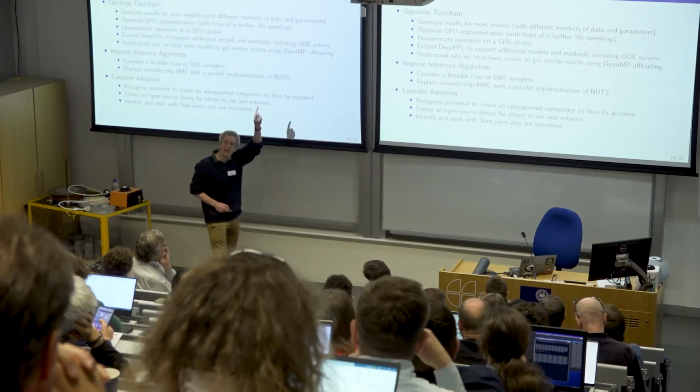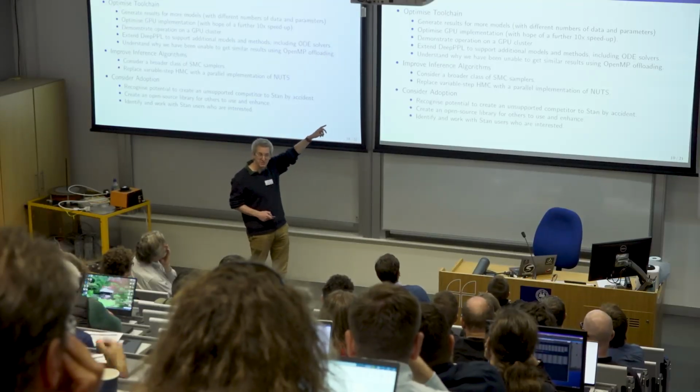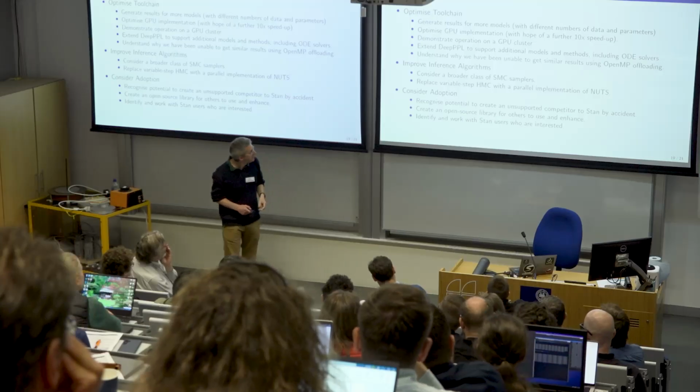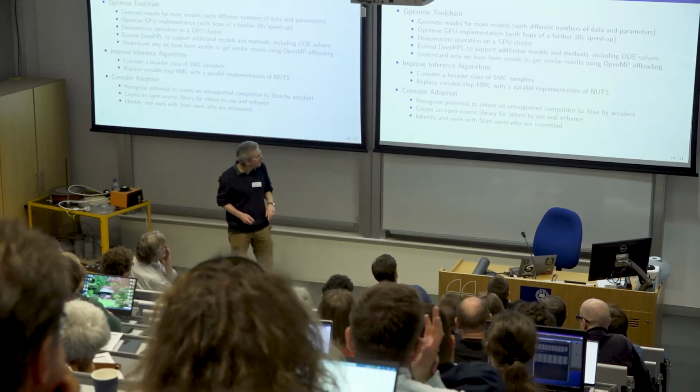So what should we do next? We should optimize the tool chain by looking at more models, optimizing our implementation, running things across multiple GPUs, extending the library to support the additional things that we can't currently cater for, which include ODEs, which is infuriating, and figure out why we can't get this to work in the back end of Stan. We should also improve the inference algorithm, so ditch many-chain MCMC and use something that we're happier with, and replace the variable step HMC with something that's a bit more competitive.